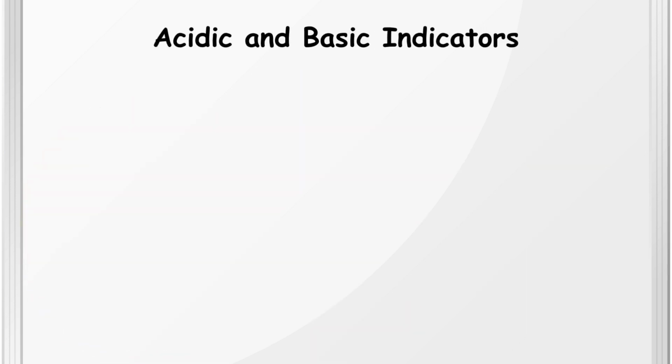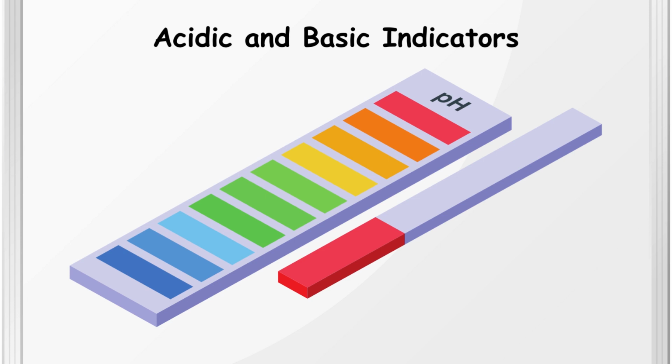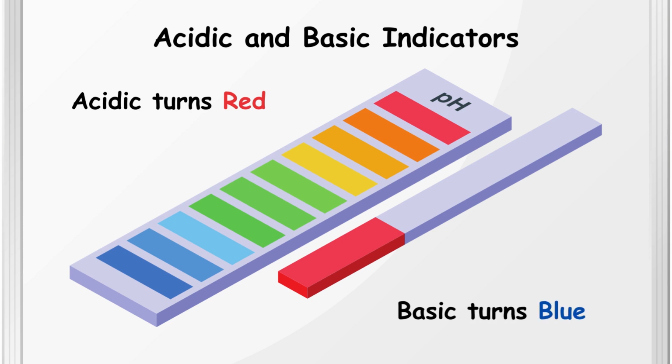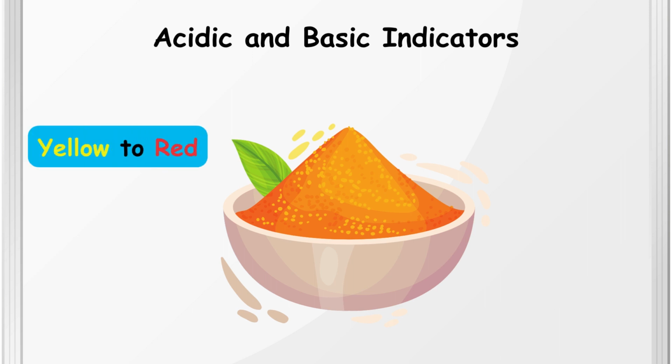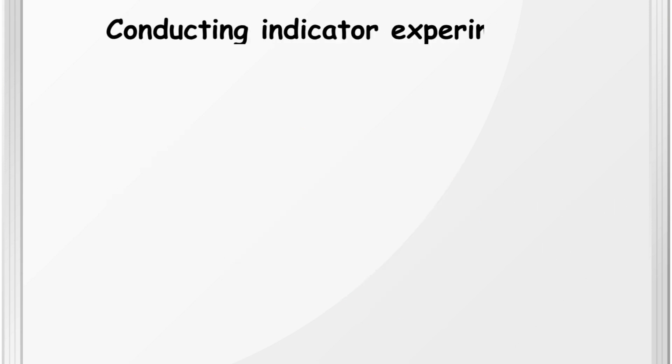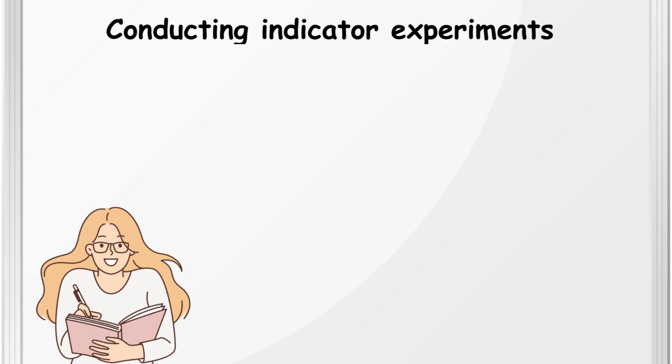Acidic and basic indicators. Litmus, a natural dye extracted from lichens, is one of the most commonly used indicators. It turns red in the presence of acids and blue in the presence of bases. Turmeric, on the other hand, changes its color from yellow to red in the presence of acids and remains unchanged in bases.